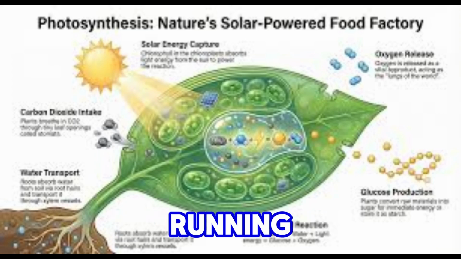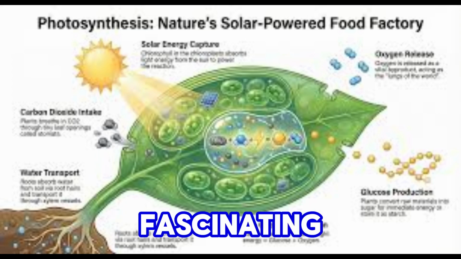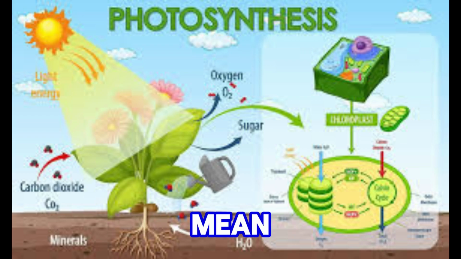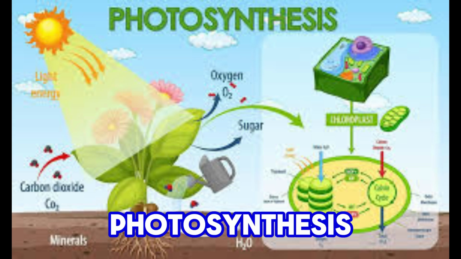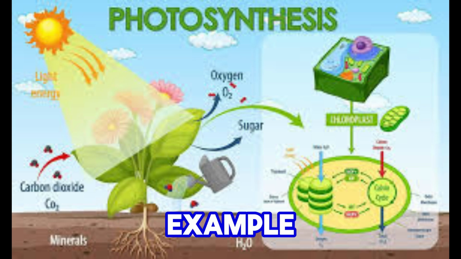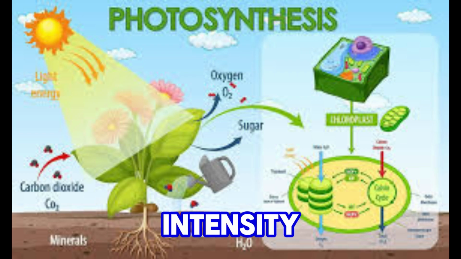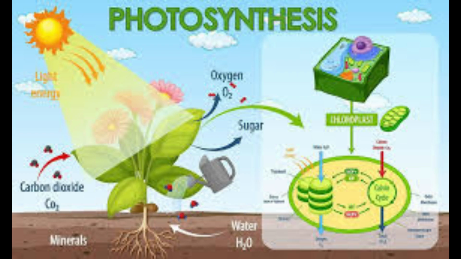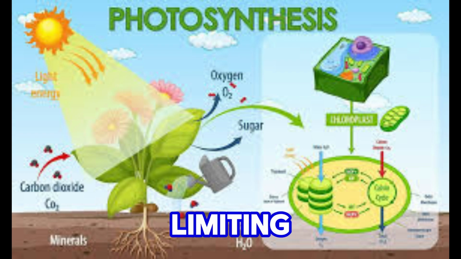Photosynthesis is not always running at maximum speed, but there's another fascinating question. If plants need sunlight, water, and carbon dioxide, does more of everything always mean faster photosynthesis? Not necessarily. Photosynthesis is affected by environmental factors. For example, light intensity, carbon dioxide concentration, temperature. Water availability. If one essential factor becomes limiting, photosynthesis can slow down.